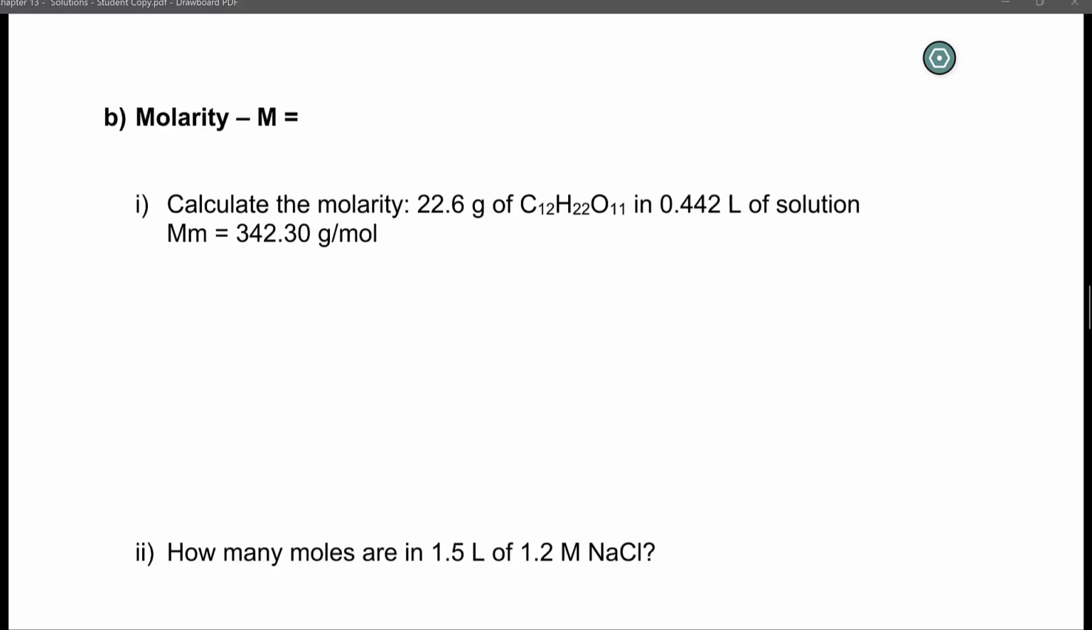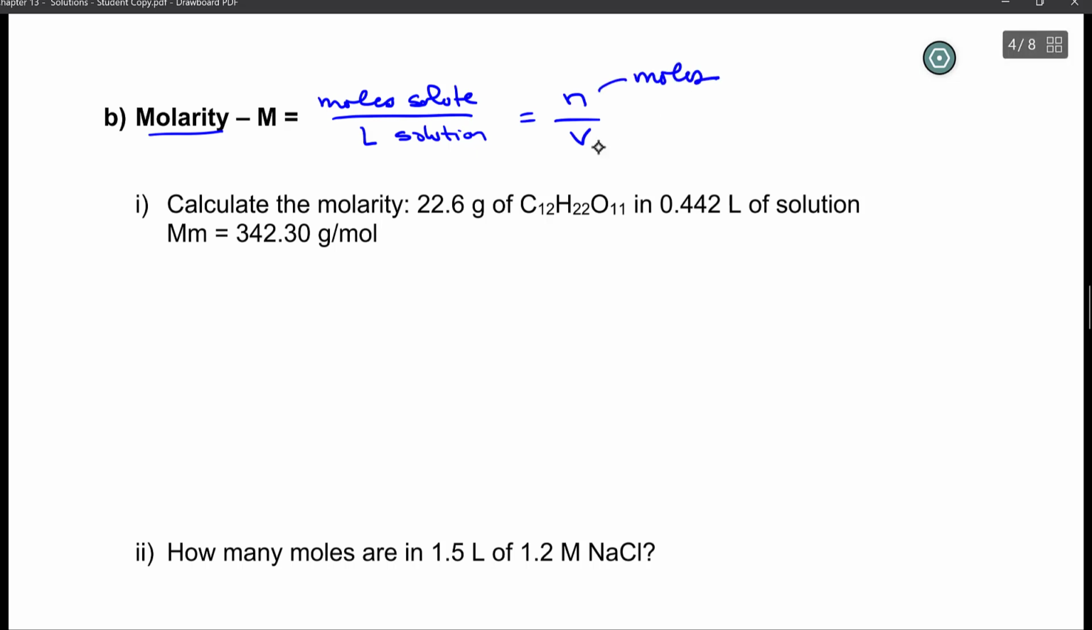So now we come to one of the more important units in chemistry called molarity for solution concentration. It's one of the most important units. And that's the number of moles of solute for every liter of solution. You could also write it as n over V to represent moles over volume, and moles divided by volume is equal to molarity.